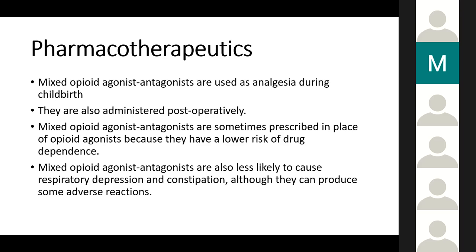So the mixed opioid agonist-antagonists are used as analgesia during birth. They can also be given post-operatively. Now, the advantage of using it as an analgesia during birth is that because it has both agonist and antagonist action, it doesn't cause the respiratory depression that can occur in the neonate if the child is born within a shorter period than anticipated. The downside is that these are not readily available in our setting. So we still have to use pethidine or do an epidural for patients in pain.